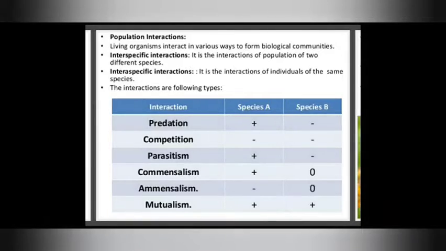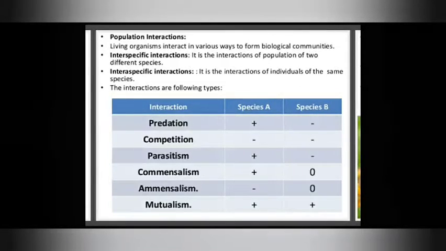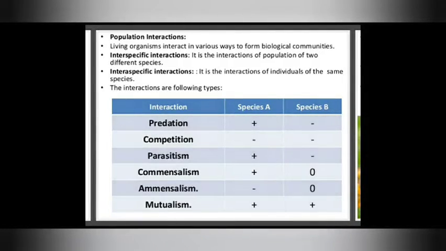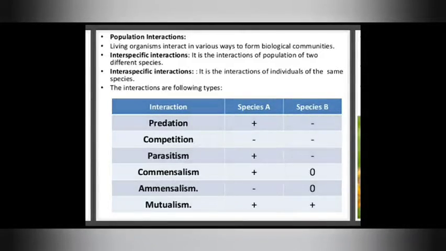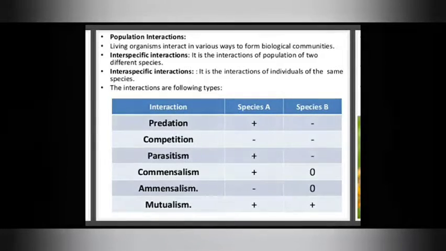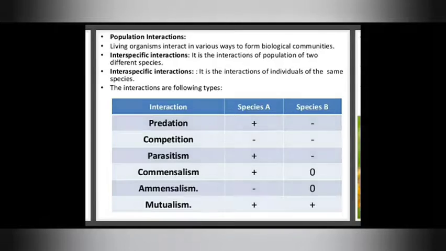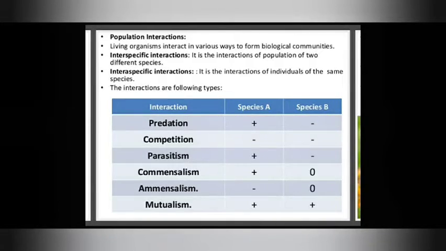Now let us study the population interactions in more detail. Living organisms interact in various ways to form biological communities. These biological communities may show interactions that are either interspecific, which are the interactions of populations of two different species, whereas intraspecific interactions are the interactions of individuals of the same species.